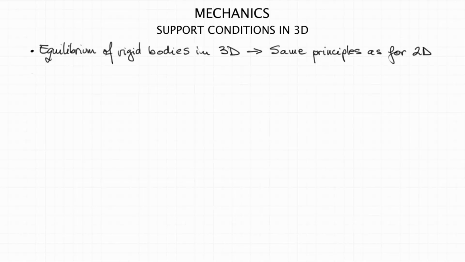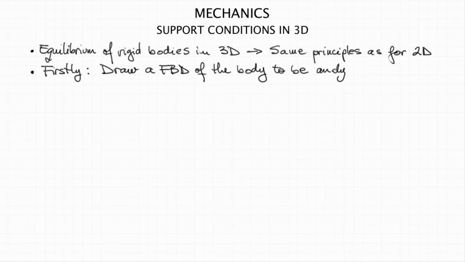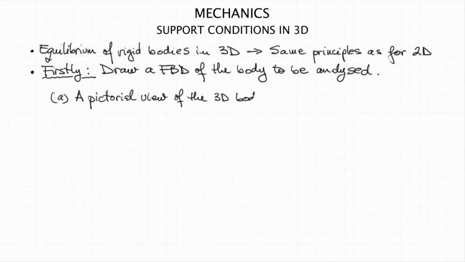And this means that firstly, we have to always draw a free body diagram of the body that has to be analyzed. Now, in 3 dimensions, this can be a little more challenging, and therefore we have two main options. The first option is to draw a 3-dimensional pictorial view of the body that we want to analyze, with all the forces and dimensions shown on this 3-dimensional pictorial.